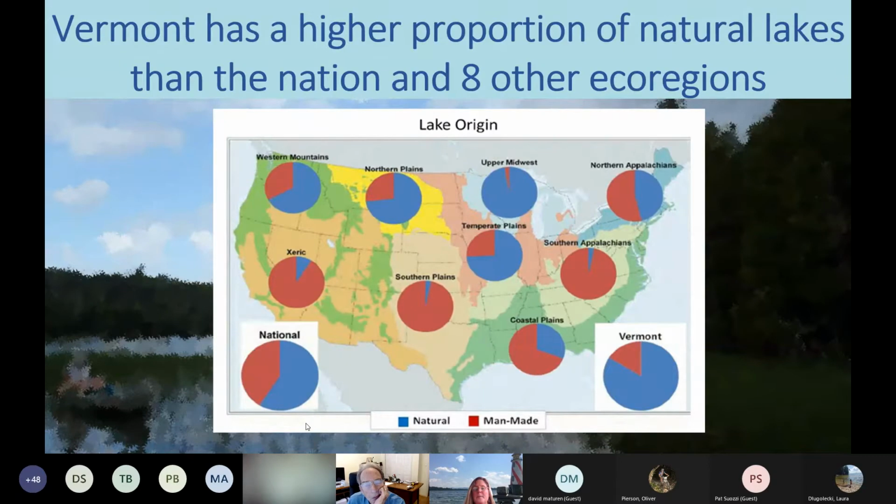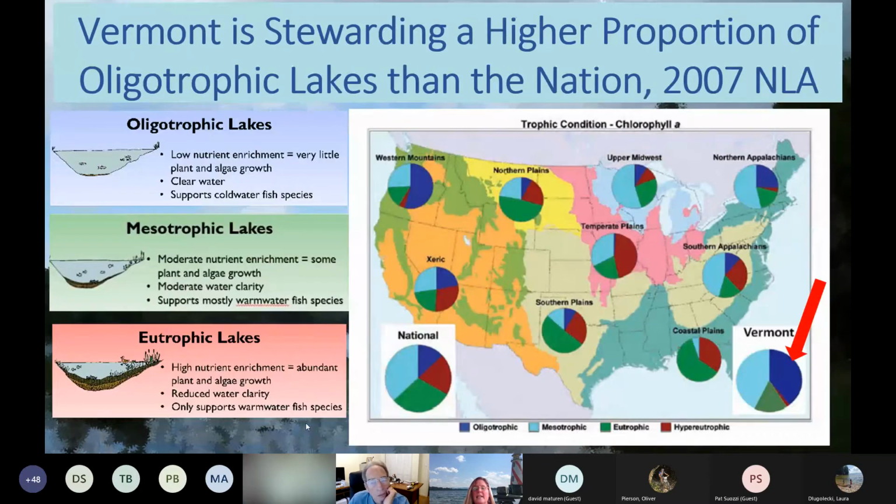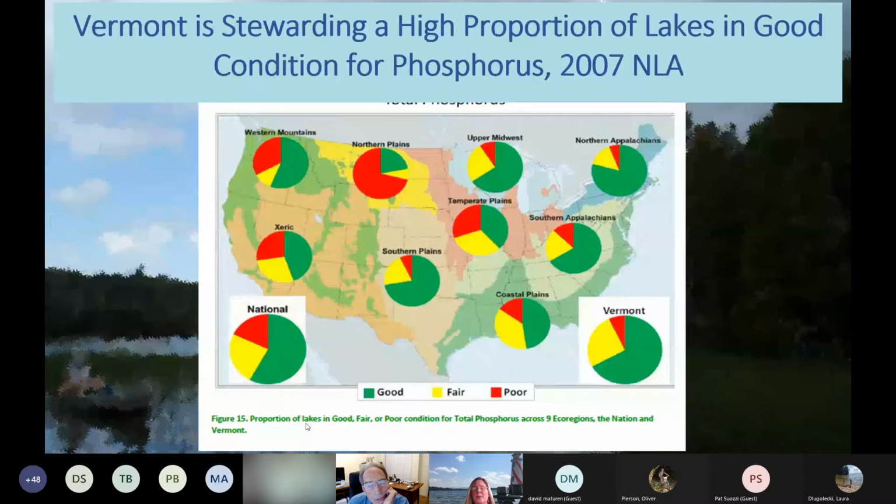So except for the upper Midwest, Vermont has a higher proportion of natural lakes than the nation and 8 other ecoregions. In this graph, you'll see that the clear, low nutrient oligotrophic lakes are shown in dark blue. And with the exception of the Western Mountains ecoregion, Vermont has a higher proportion of oligotrophic lakes than any of the ecoregions or the nation. This graph shows proportion of lakes in good, fair, and poor condition for total phosphorus across the 9 ecoregions, the nation, and Vermont. With respect to phosphorus, Vermont has a higher proportion of lakes in good condition than the nation and about half of the ecoregions.